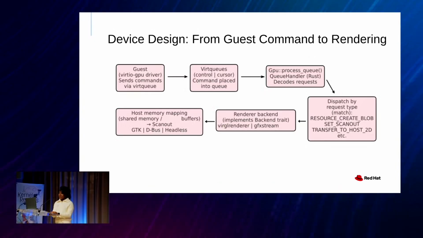Now, looking at the device design from guest commands to rendering, what happens is that the guest pushes those commands into virtqueues, and then these commands are consumed by the control or cursor queue. Next, we have a process queue function in the Rust backend that decodes these commands. Depending on the request type we receive, maybe a set scan-out message or a resource create blob message, we have the GPU command decoder that decodes the specific virtual GPU commands. And these decoded commands are routed to the backend implementation.